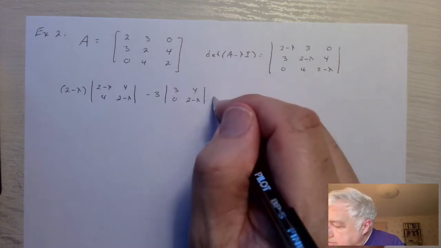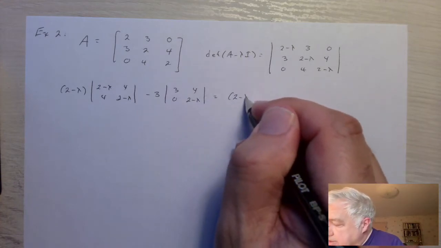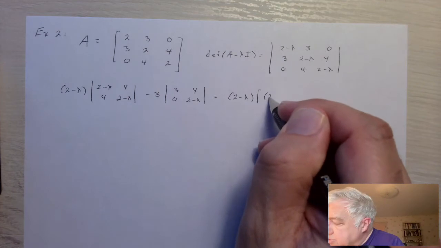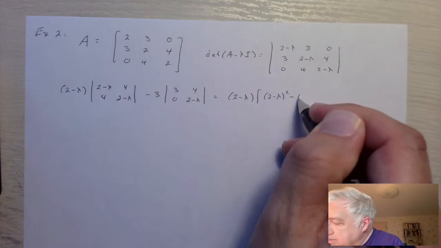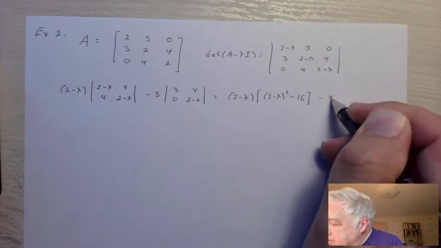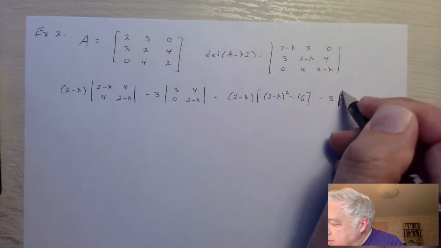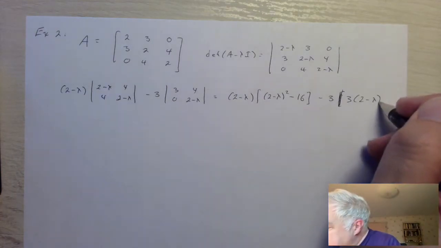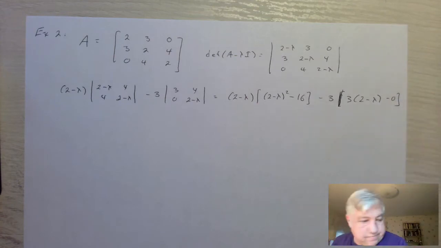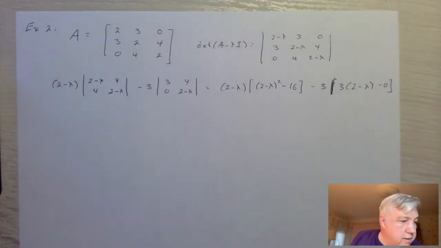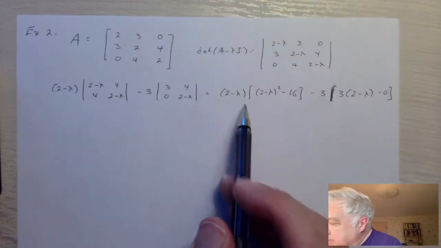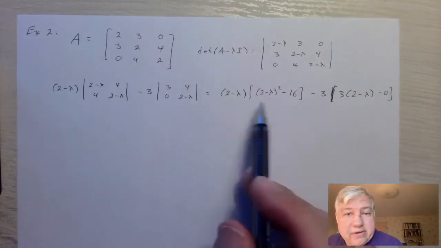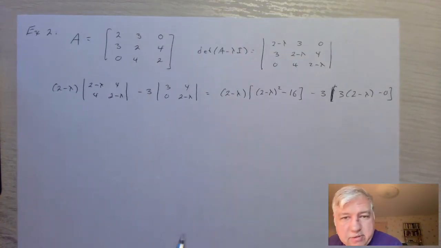minus 3 times the determinant of (3, 4; 0, 2 minus lambda). So this will be 2 minus lambda times (2 minus lambda) squared minus 16, minus 3 times 3 times (2 minus lambda), minus 0. You'll see that 2 minus lambda is a factor of both of these, so that will help us out immensely.